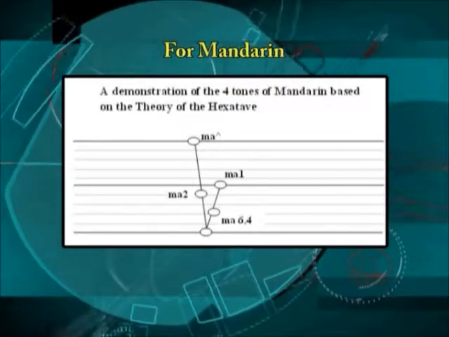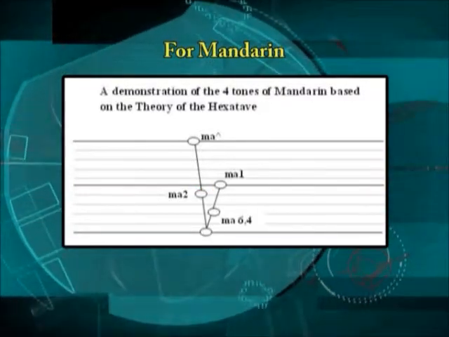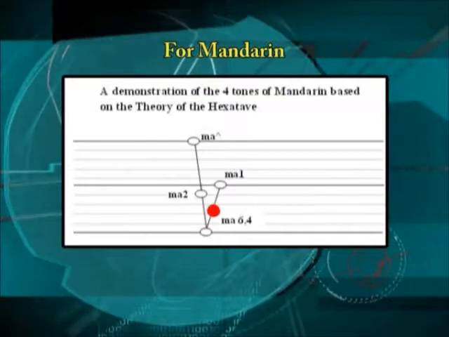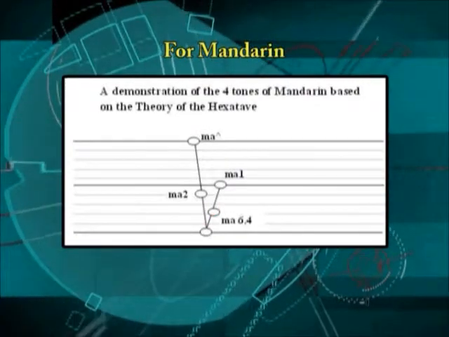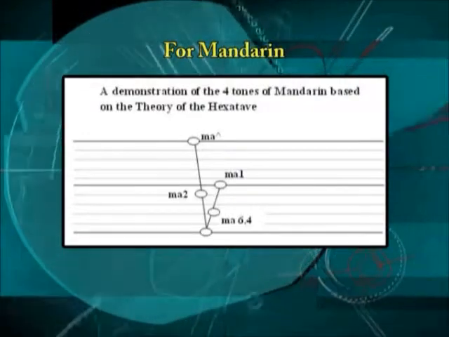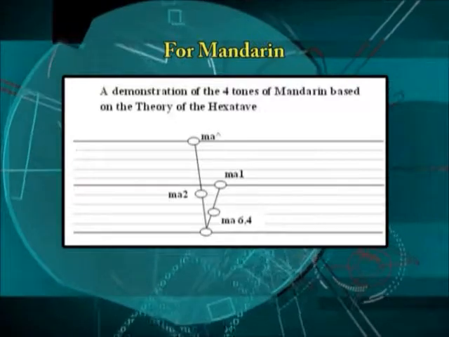Mandarin tone number 2, ma, is tone 2 of the hexatave. Mandarin tone number 3, ma, is a combination of tones 6 and 4 of the hexatave, while Mandarin tone number 4, ma, is tone 1 of the hexatave.